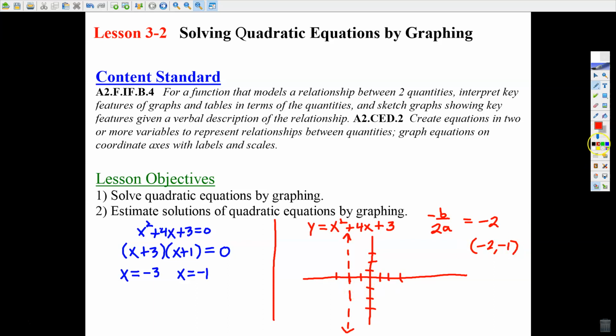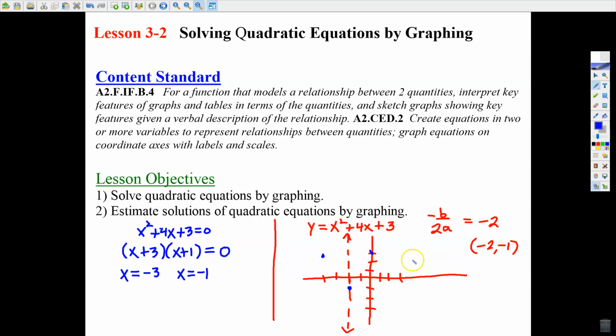All right, let me do those points in blue to make them stand out a little bit. So there's our vertex, -2, -1. Our y-intercept is 3, and symmetry allows me to make another point on the other side of this dotted line. So 2 places to the right at the y-intercept is a point. So from the AOS 2 places to the left, I have another point on the graph.